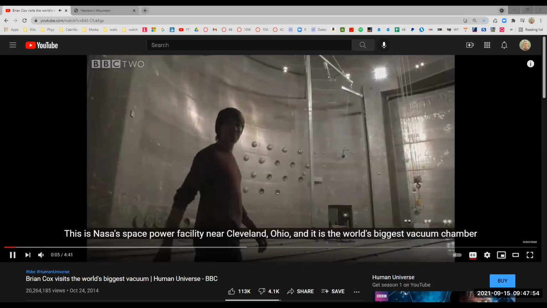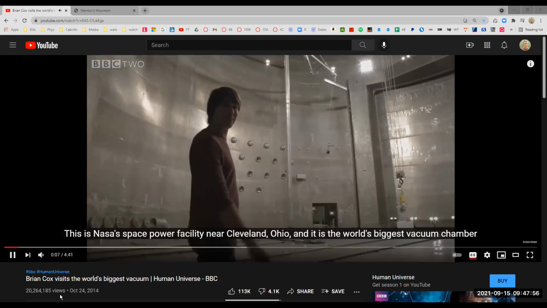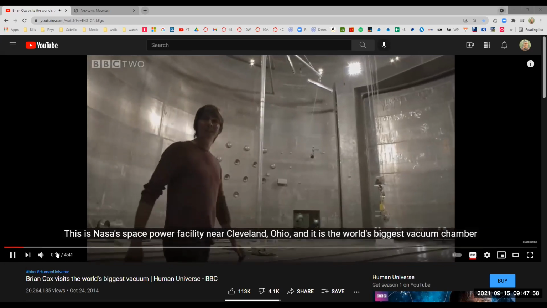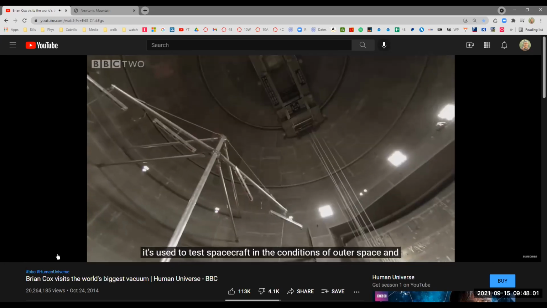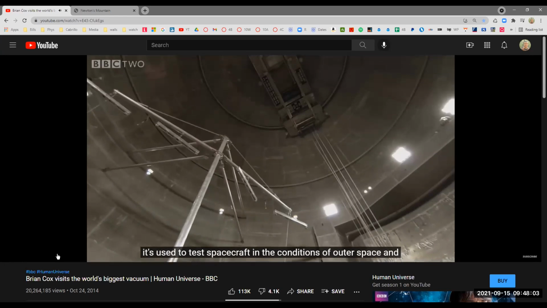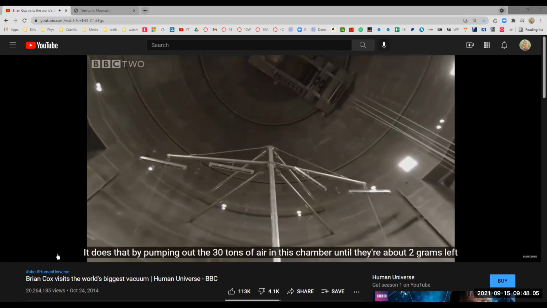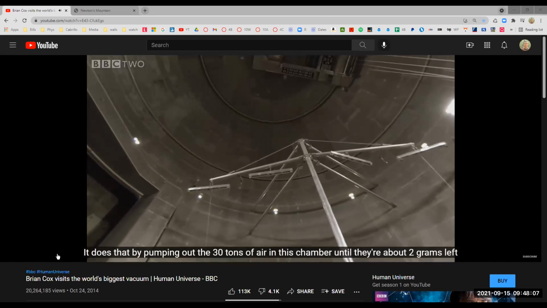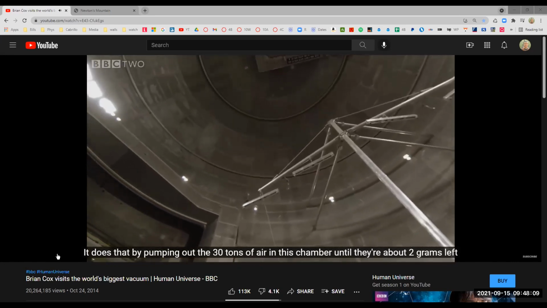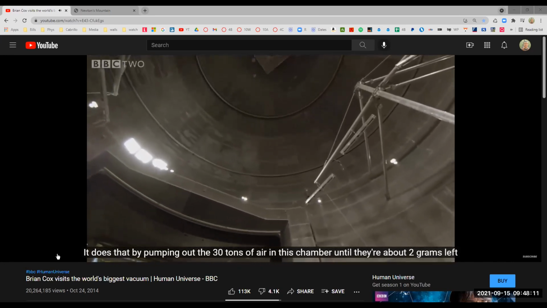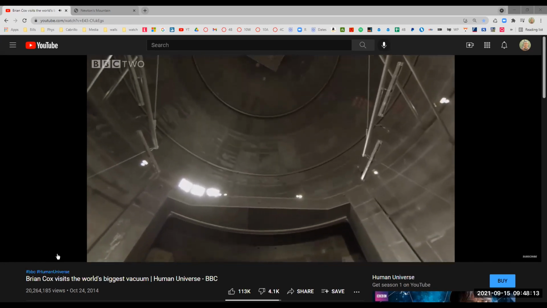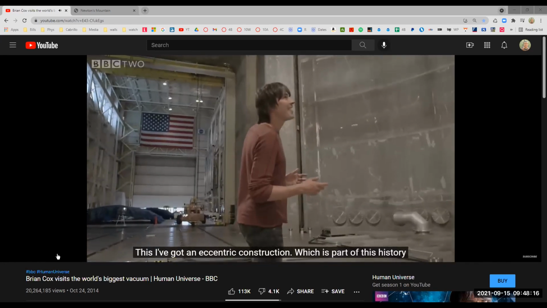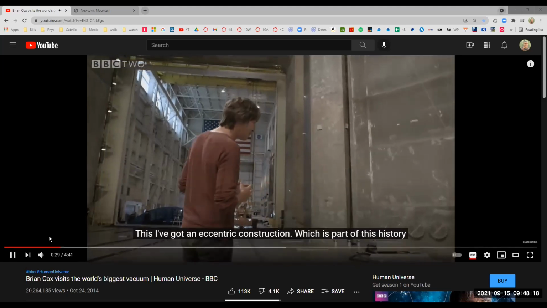This is NASA's Space Power Facility near Cleveland, Ohio, and it is the world's biggest vacuum chamber. It's used to test spacecraft in the conditions of outer space, and it does that by pumping out the 30 tons of air in this chamber until there are about 2 grams left. And it's kind of got an eccentric construction, which is part of its history.